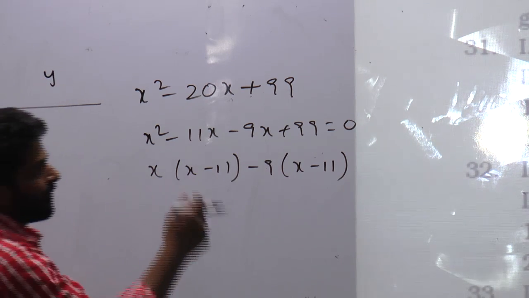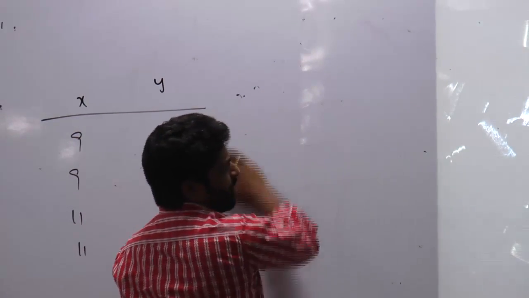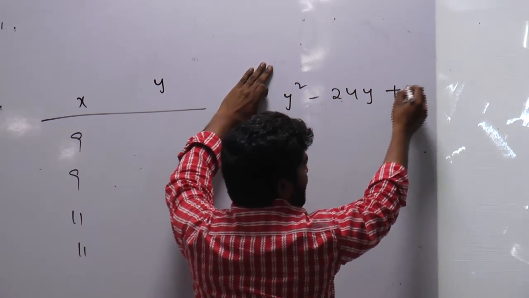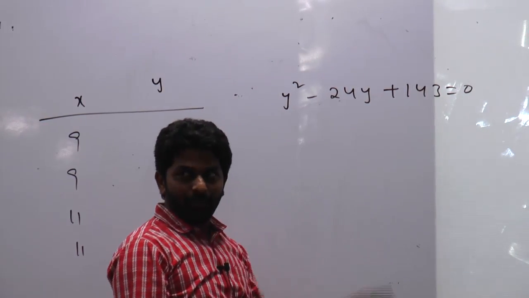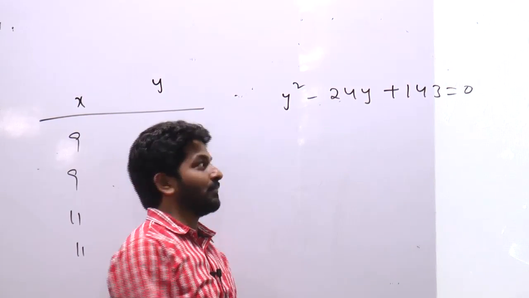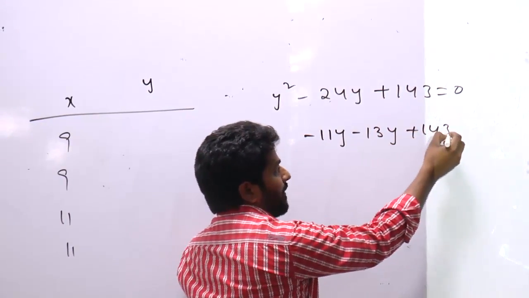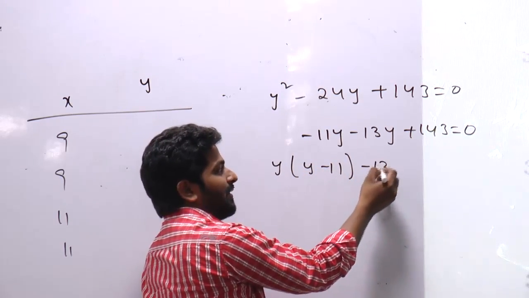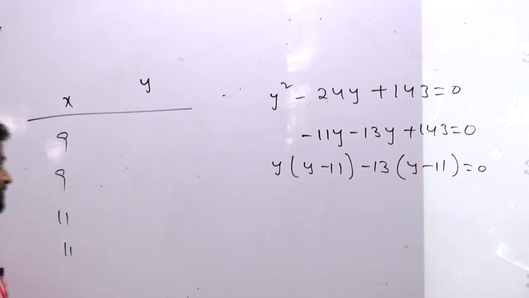Now y value, y square, coming, y square minus 24y plus a crazy number, product of first two distinct prime numbers, minus 11y minus 13y, right. Take y common, y minus 11, minus 13 common, y minus 11. So y values are 11 and 13.